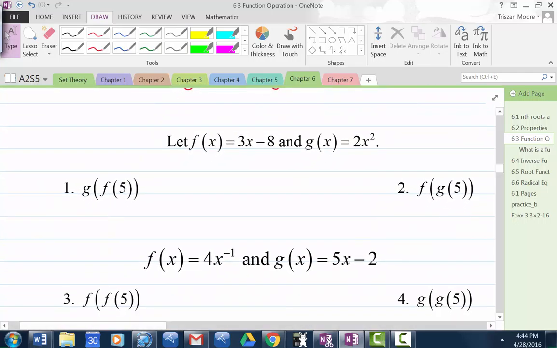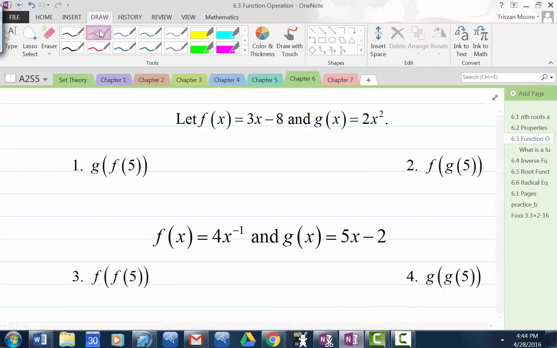I'll give you another example. Say, for example, you have f of x equals 3x minus 8 and g of x equals 2x squared. Then what that means is if you have g of f of 5, I would find f of 5 first.